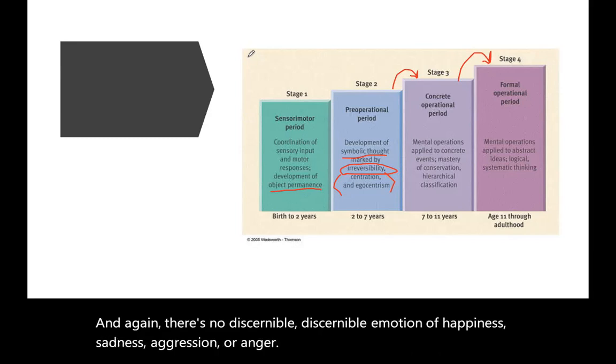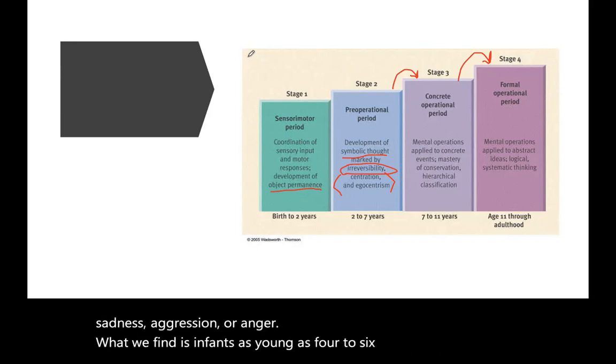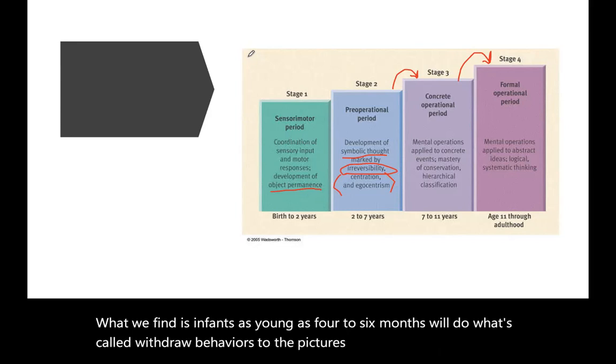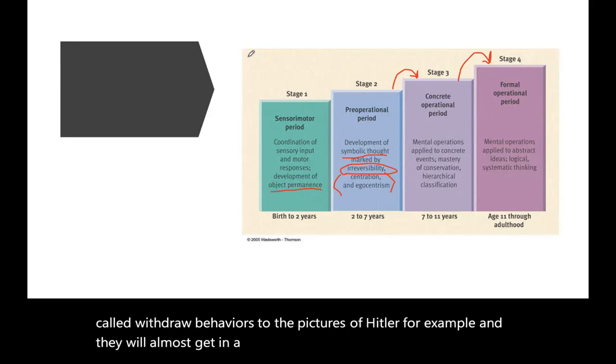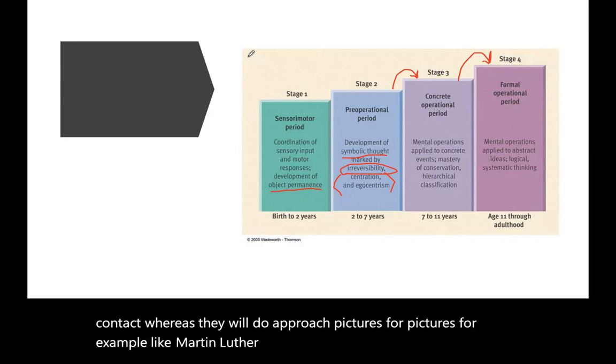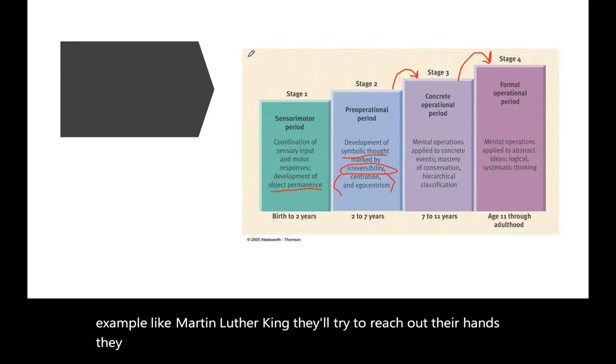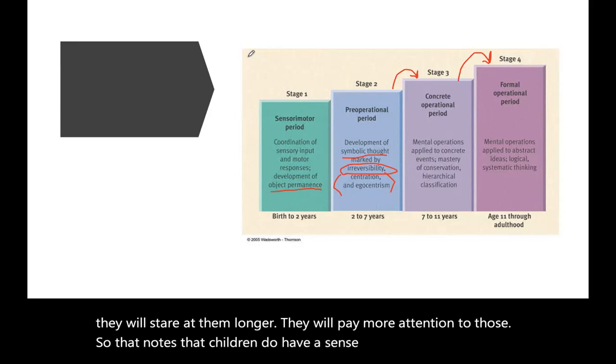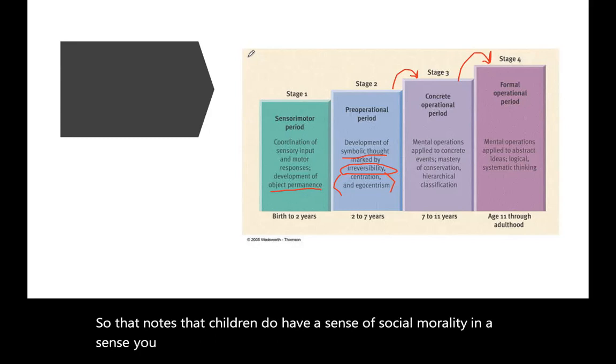What we find is infants as young as 4 to 6 months will do what's called withdraw behaviors to the pictures of Hitler, for example, and they will almost get in a fetal position and they'll try to avoid eye contact, whereas they will do approach behaviors to pictures, for example, like Martin Luther King. They'll try to reach out their hands. They will stare at them longer. They will pay more attention to those. So that notes that children do have a sense of social morality, in a sense, a sense of these people are good for me and these people are bad for me.